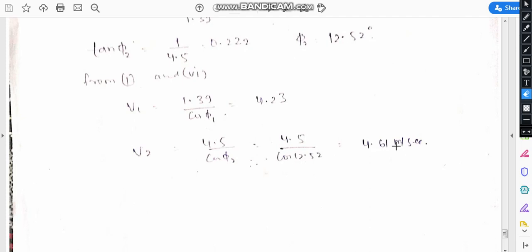This is the end of collision of elastic bodies. In the next video we will discuss kinetics, impulse, momentum and work energy.